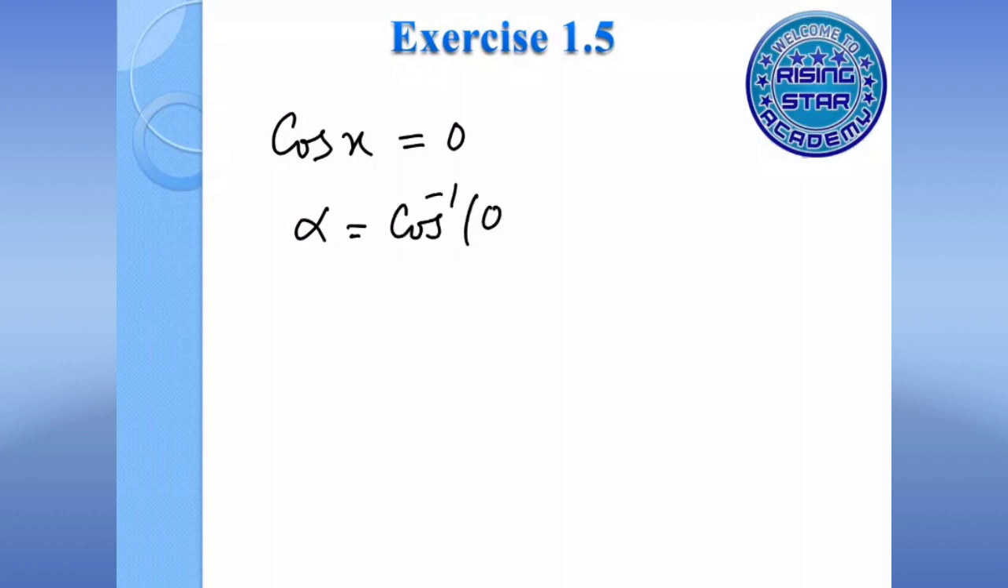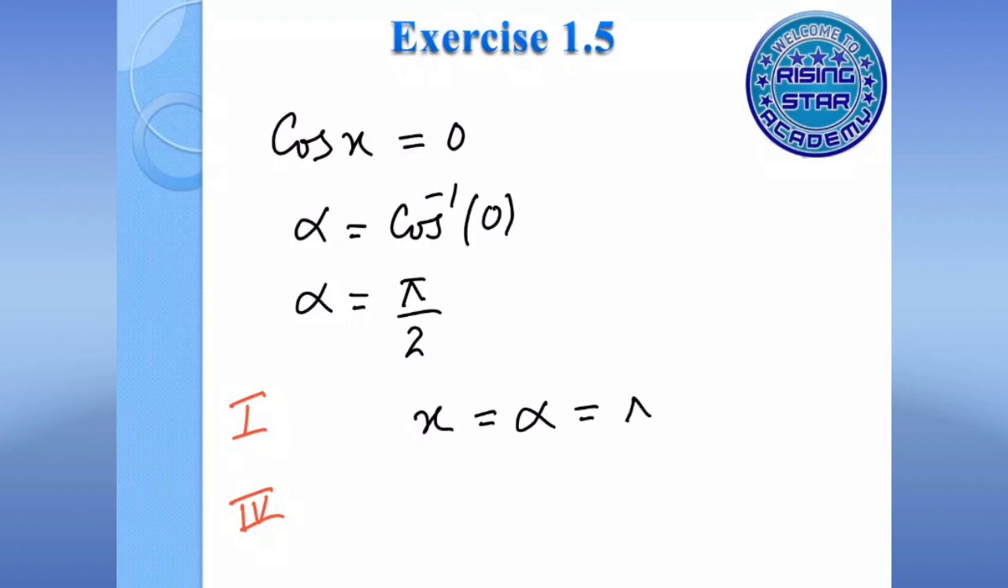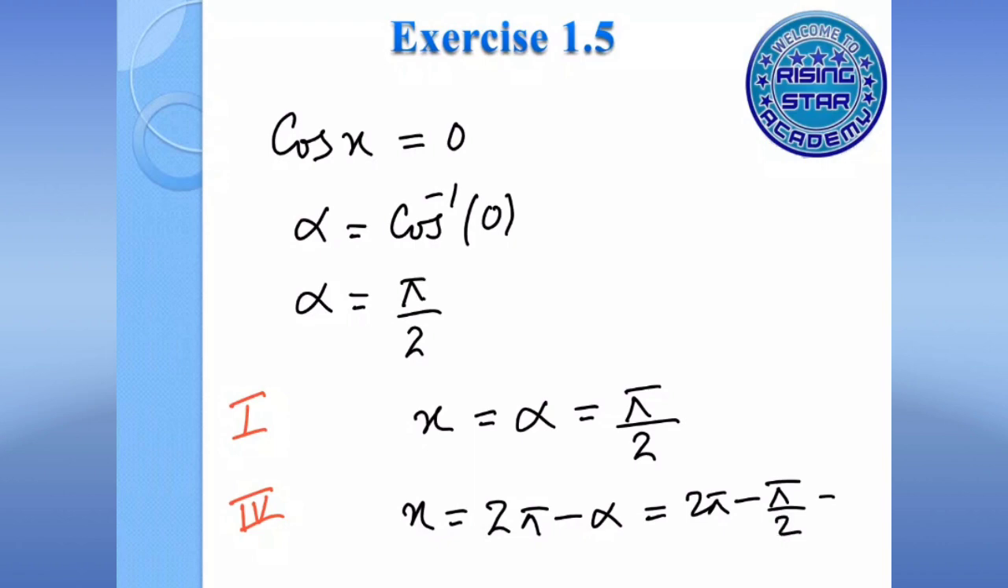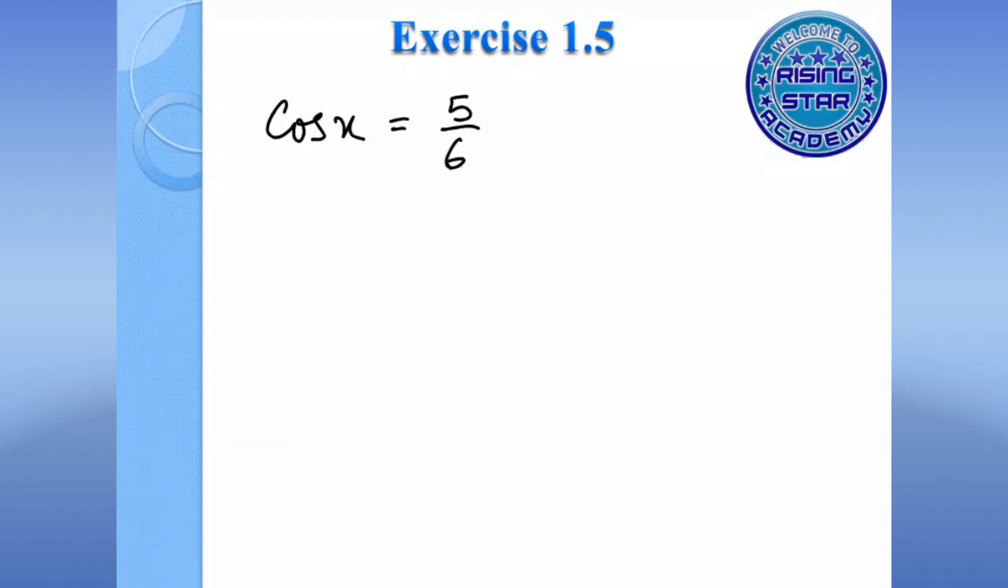So cos inverse of 0, and that would become pi by 2. So we know that the cos is positive in the quadrant number 1 and the quadrant number 4. So for that purpose I will write x is equals to alpha is equals to pi by 2, and here we have 2 pi minus alpha, so that would be 2 pi minus pi by 2, that would become 3 pi over 2. Now we'll solve the other part.